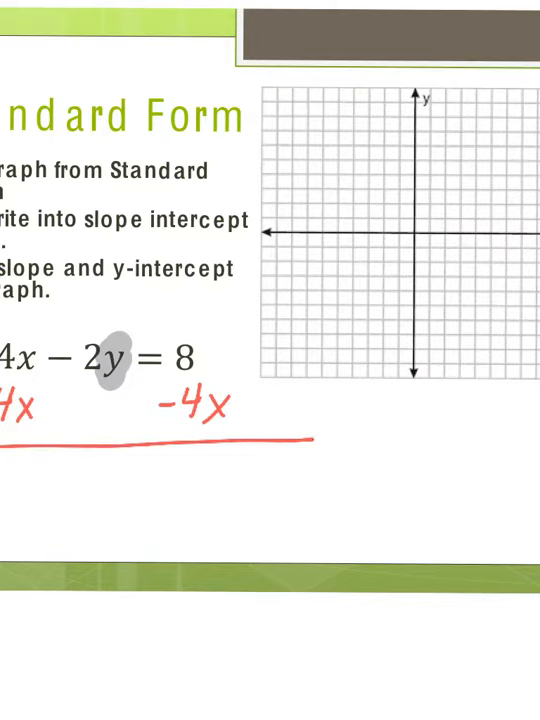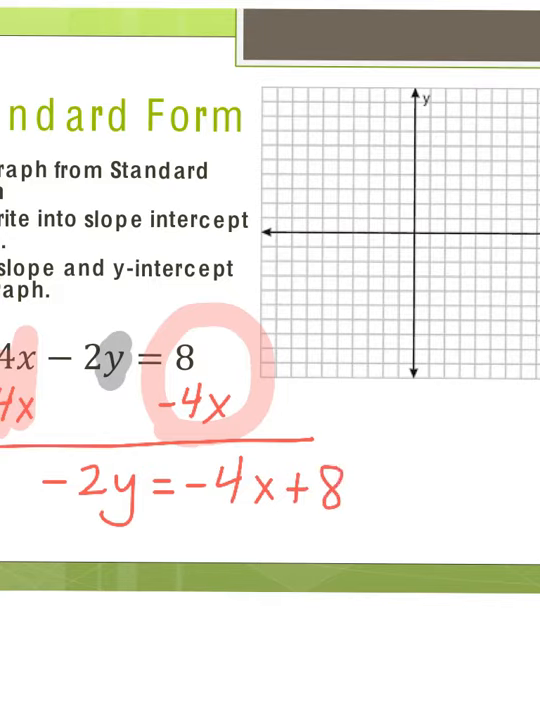The 4x and the negative 4x, they cancel each other out. And all we have left on the left side is negative 2y. On the right side, these are not like terms, so we're going to leave them as they are. Negative 4x plus 8. And then once again, we need to get the y by itself, and so we're going to divide everything by negative 2. Every term. That one, that one, that one.